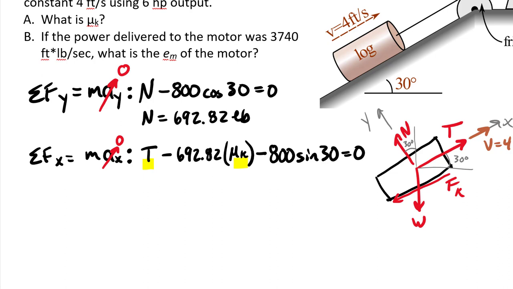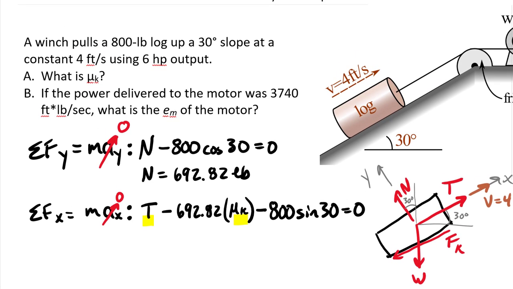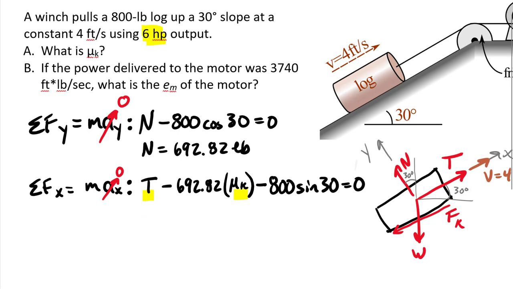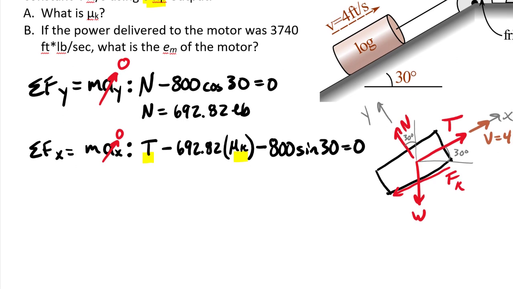We don't know the tension, we also don't know mu sub k, so we're not out of the weeds yet. But if you think about the kind of information we have not used yet, we have not used any information about our 6 horsepower motor. Okay, so let's see if we can bring that in and solve some of the other remaining unknowns.